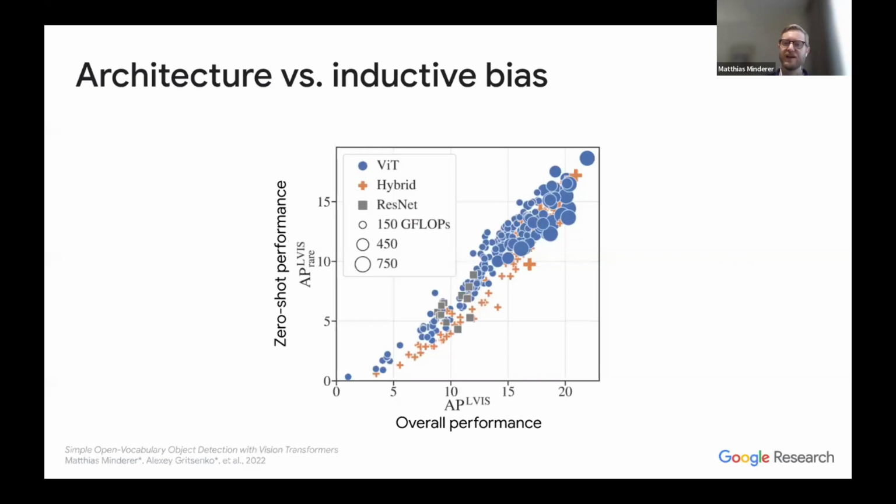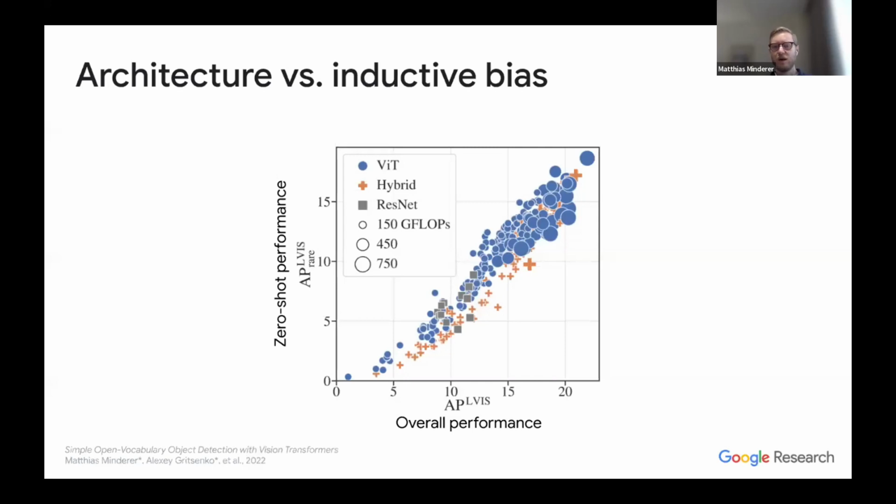Another curious finding that we made in this scaling study comparing the architectures was that the different architectures have different inductive biases or preferences for the task that they learn. So here I'm comparing on the x-axis the overall detection performance, and on the y-axis the detection performance on unseen classes, so the zero-shot performance.